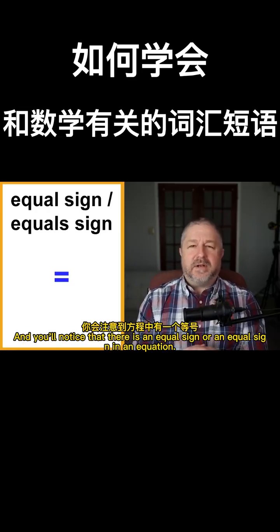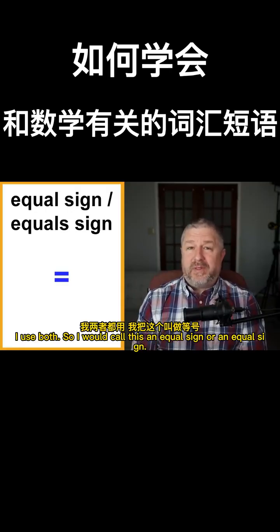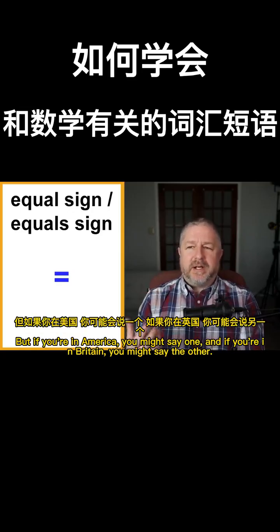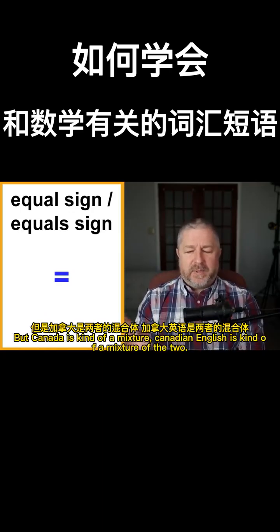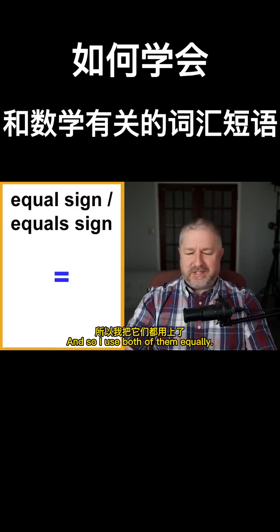And you'll notice that there is an equal sign or an equals sign in an equation. So the reason I have 2 spellings here is because depending on where you are, you might say one or the other. I use both. So I would call this an equal sign or an equals sign. But if you're in America, you might say one. And if you're in Britain, you might say the other. But Canada's kind of a mixture. Canadian English is kind of a mixture of the two. And so I use both of them equally.